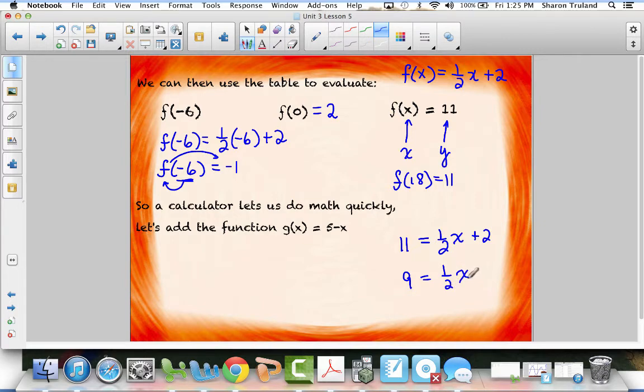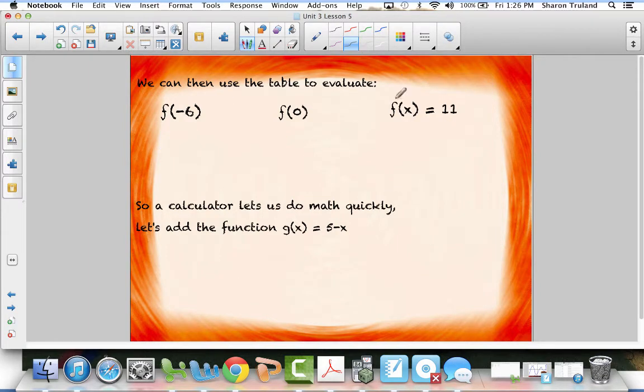Half of what number gets me 9? 18. Good. So let me clean up this page.